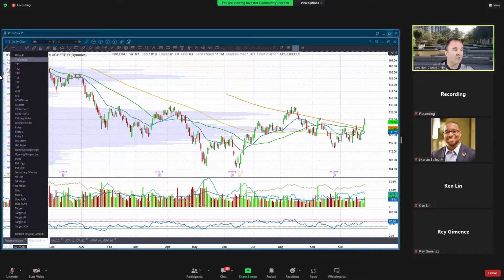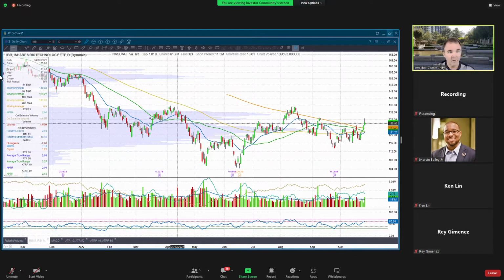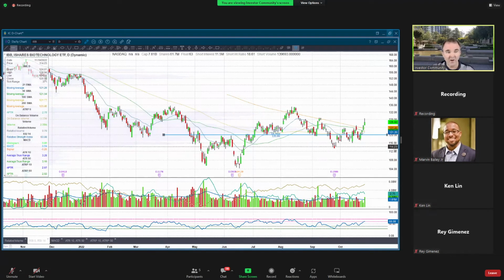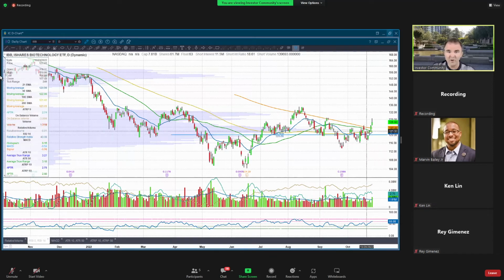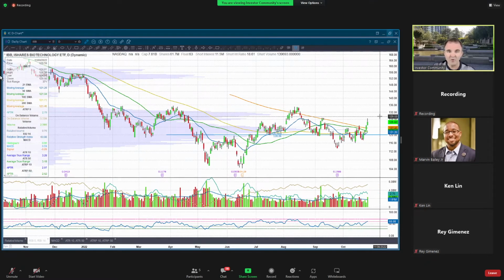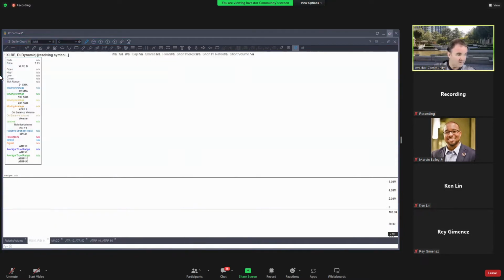I should draw this in here. That is basically your neckline on this head and shoulders. And you can see that after it came out of that, it went right back up into it, and now we're moving out. So one of the biotech ETFs is doing much better than the other. I actually bought some of this one a couple of days ago because I do like having some biotech on, because it can make big moves when things start getting going. When the market is risk on, biotech is a fun place to be for a swing trade.